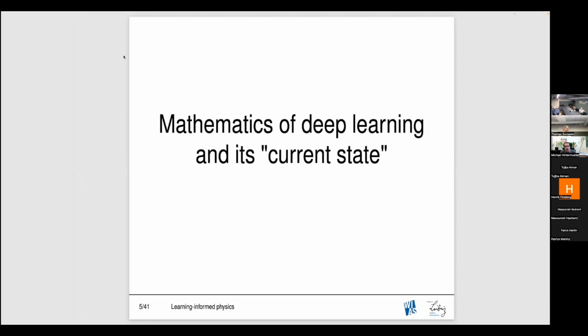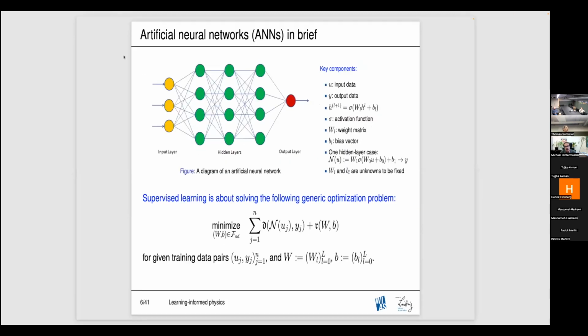Now, as a starter, a glimpse of the mathematics of deep learning and its current state as it's relevant for this presentation. Just to fix notation, I think many of us have seen this kind of schematic of an artificial neural network of feed-forward type. We have an input layer highlighted here in yellow, and then three hidden layers, all of the same size in my little example, but that may not be the case. And you have an output layer, which is the red layer here.